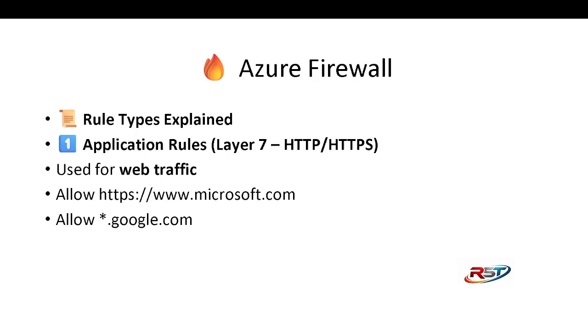Rule types. Application rules work on layer 7, HTTP and HTTPS traffic. They are used for web traffic. For example, allow HTTPS://www.microsoft.com, or allow *.google.com. So these are the examples.